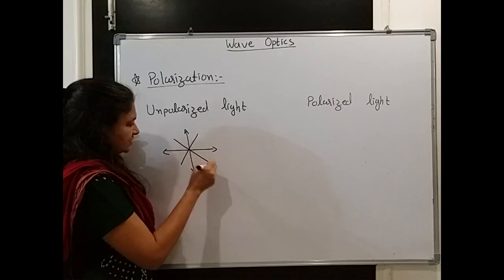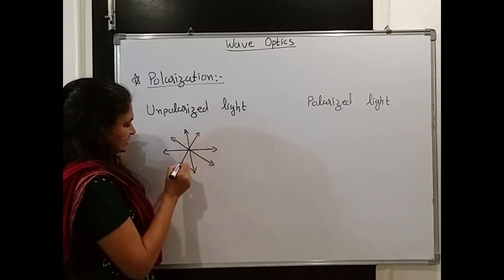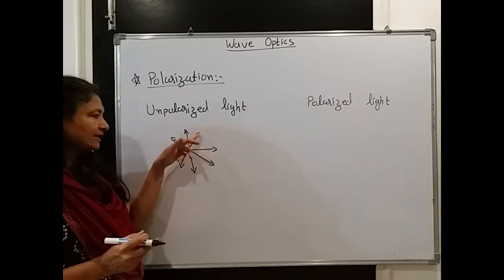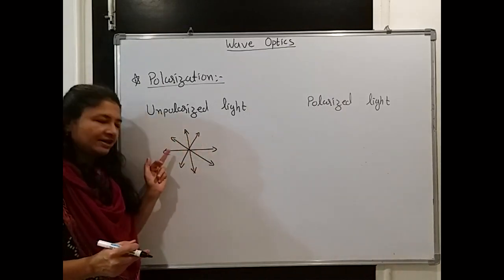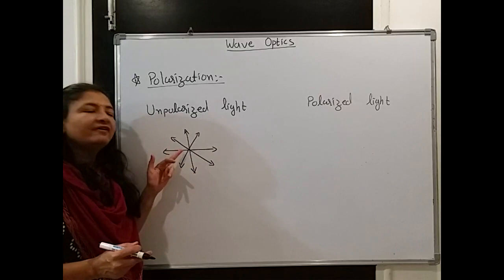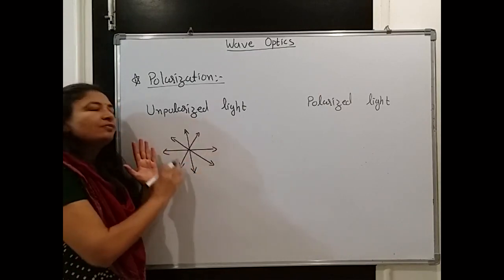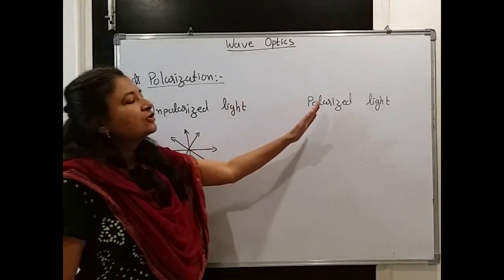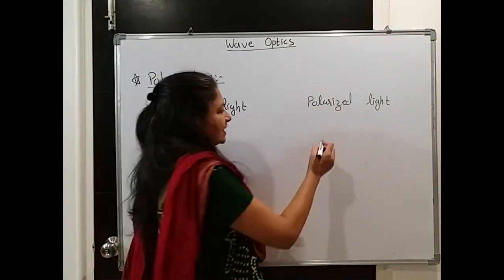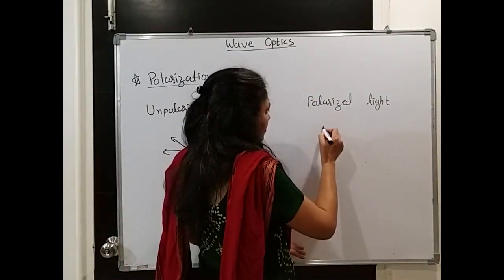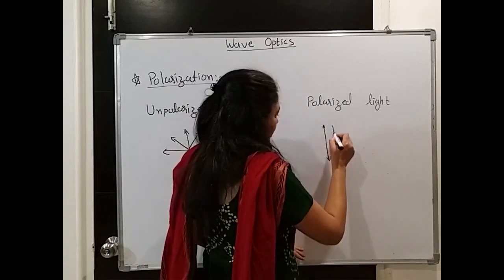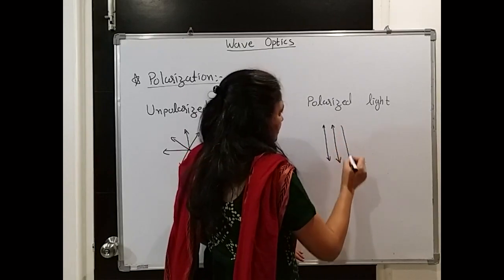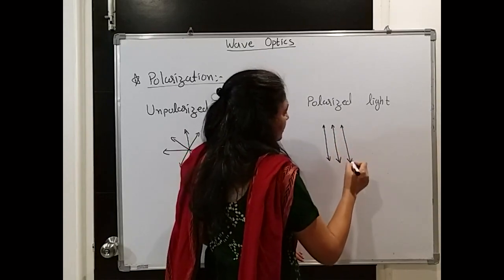That's why we symbolize it like this. This is the symbol for unpolarized light. All this represents E vectors. So you can see that E vectors, that means electric field vectors, are uniformly distributed in all the directions, while in case of polarized light, E vectors are along one direction only. All the E vectors are parallel to each other. So this is the symbol for polarized.